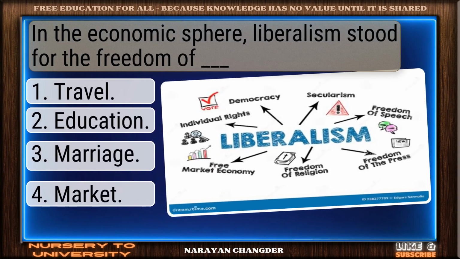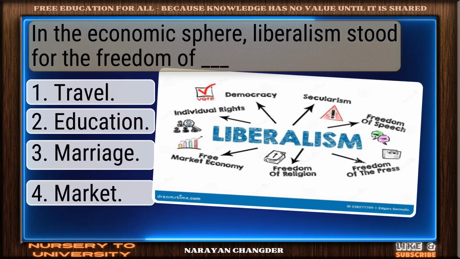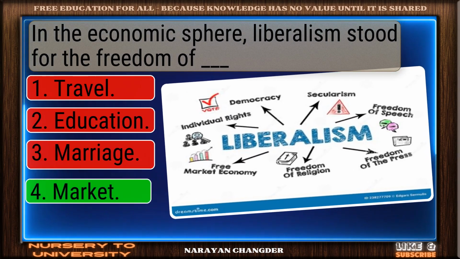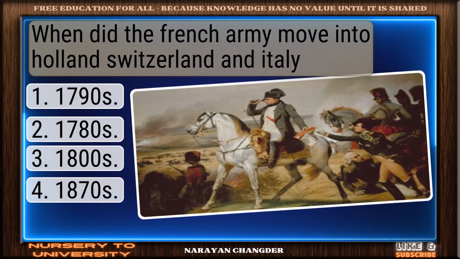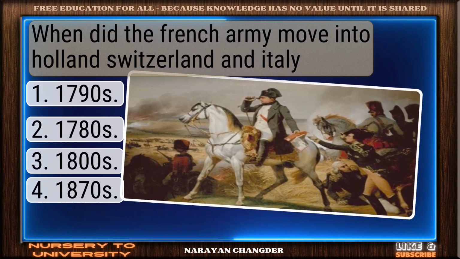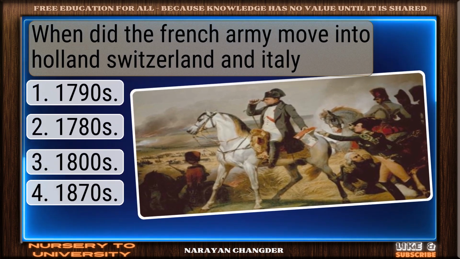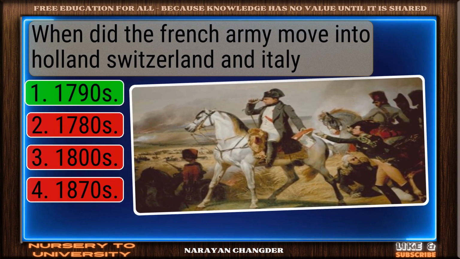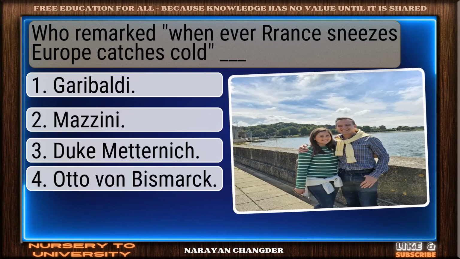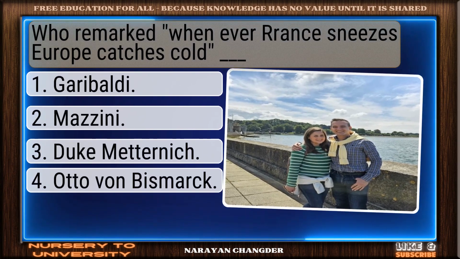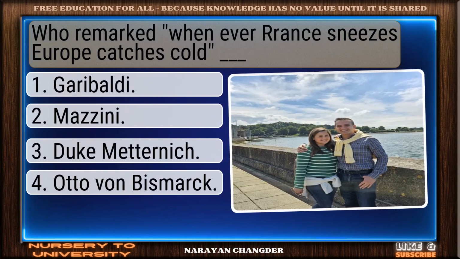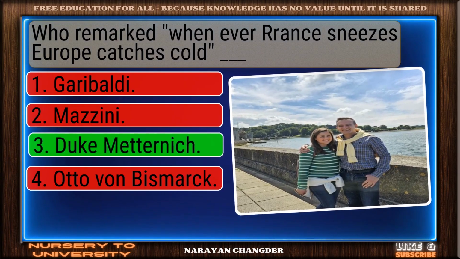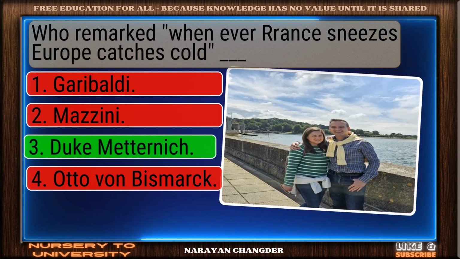In the economic sphere, liberalism stood for the freedom of dash. Well done. Market is right. When did the French army move into Holland, Switzerland, and Italy? Well reasoned. 1790s is correct. Who remarked, whenever France sneezes, Europe catches cold? Dash. Great job. Duke Metternich is accurate.